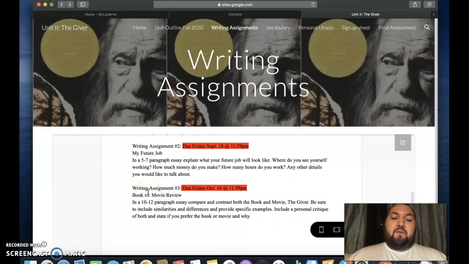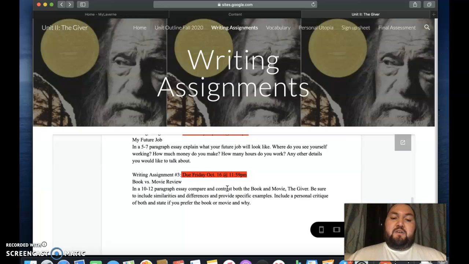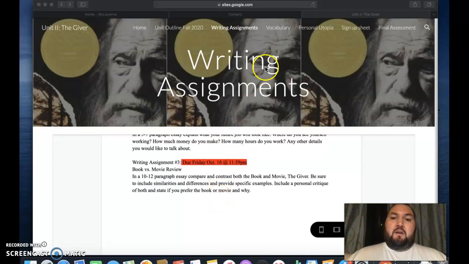Your final writing assignment, which is due on October 16, you will write a 10 to 12 paragraph essay, in which you will compare and contrast the book and the movie, which you will be watching at your own time. Now for vocabulary.